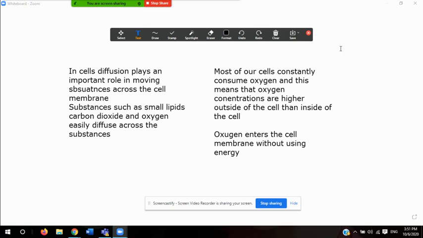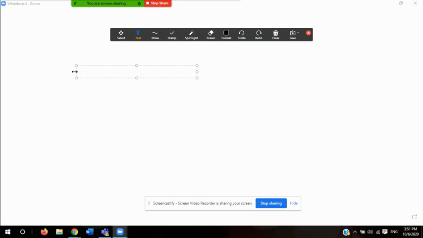Let me go ahead and erase this, and then I'll read you the definition of osmosis and type it up here so you can take a look at it. Osmosis: water molecules, of course, also diffuse. They move across a semi-permeable membrane from an area of higher water concentration to an area of lower water concentration.